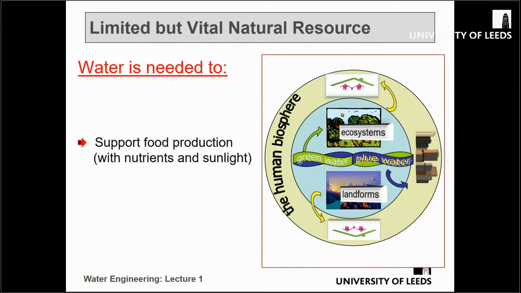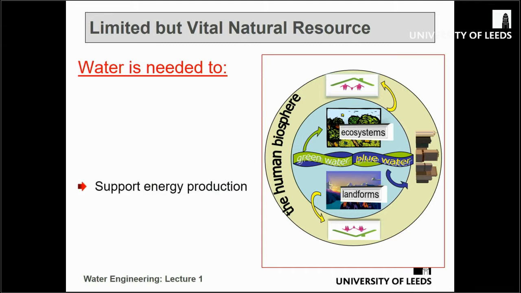Support food production. Obviously you need water to grow food. Support energy production. Most of the energy we use requires water. In an electricity power station, the turbines turn because you've got steam and water being heated to turn the turbine, and you need to take that water off, cool it down and manage it. So you've got to manage how hot or cold the water is that goes back into the ecosystem.